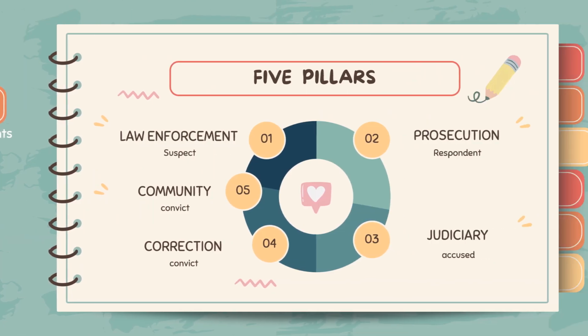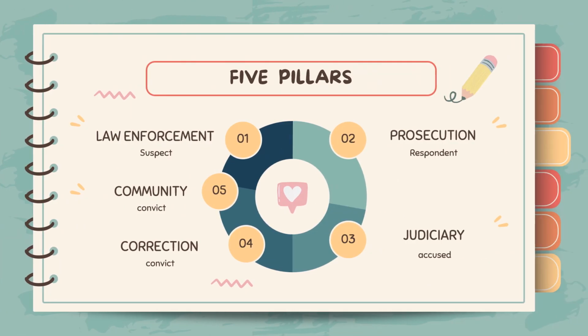Then we have the 5 pillars, just to summarize on this one. The law enforcement, of course, this is the forefront, the prime mover of the CJS. They are the ones that directly deal with the citizenry and are directly exposed to criminal elements. So a person or offender at this stage is called suspect. For prosecution, the offender at this stage is called respondent.